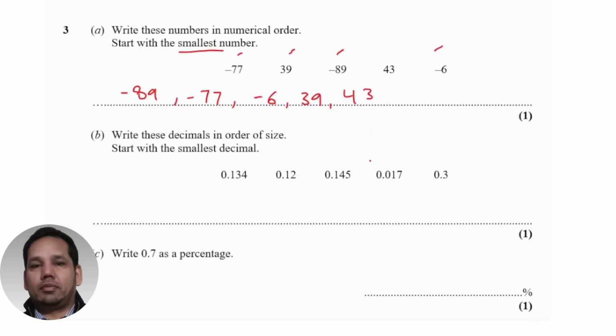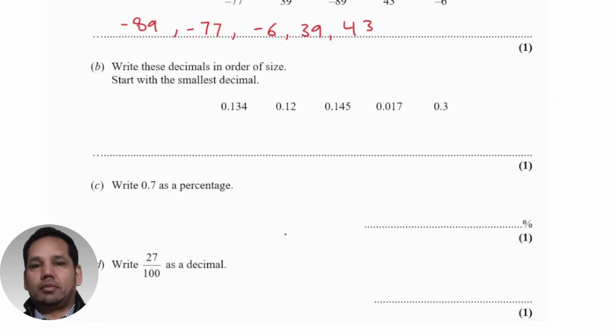Okay, so next question, write these decimals in order of size. Start with the smallest decimal. The easiest method, I told you, is to put them like this in order. 0.017. Write down like this, 0.145, and the next number is 0.12, and the next number is 0.13 and 4. Just add in the missing values, just add the small zeros in there. So this one, and this one.